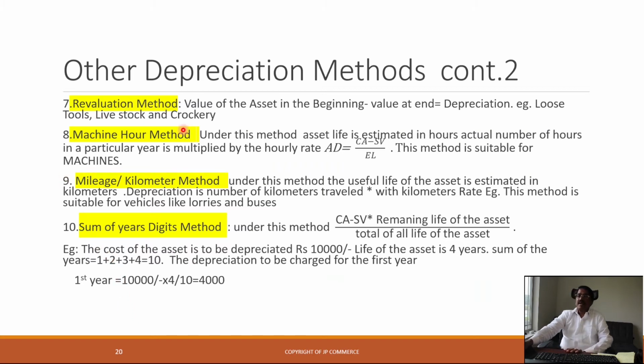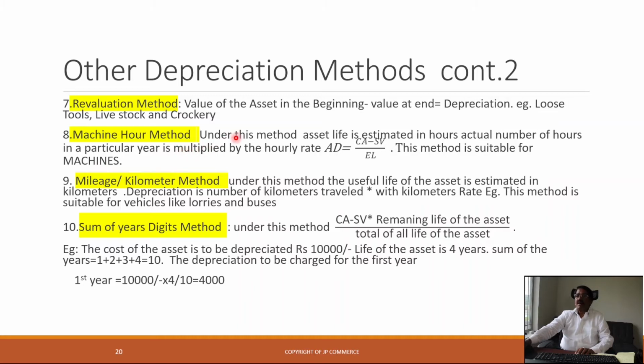Next method, the revaluation method. This method is only suitable for small loose tools, livestock and crockery. It means in the beginning of the year we assess the value of the asset, and at the end we again value the asset. So depreciation is the beginning value minus the end value of the asset.